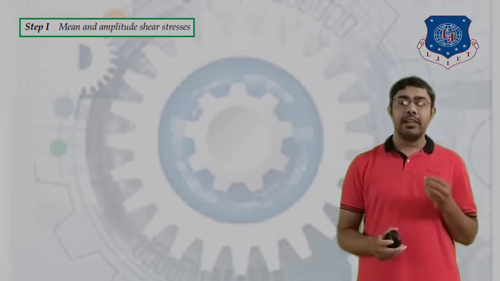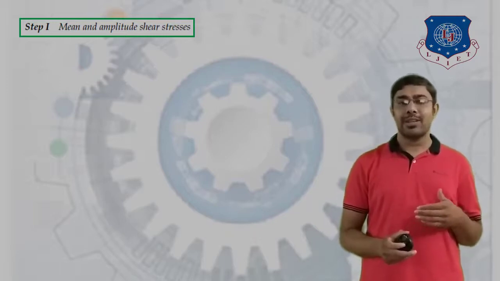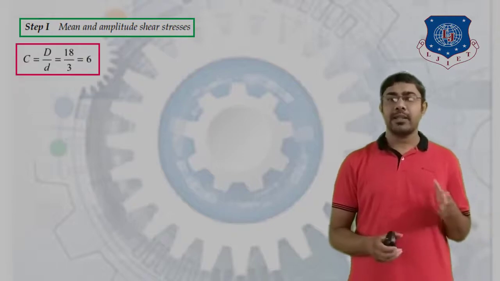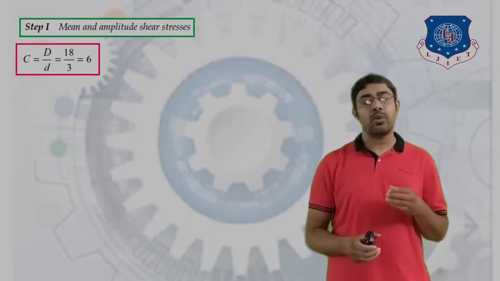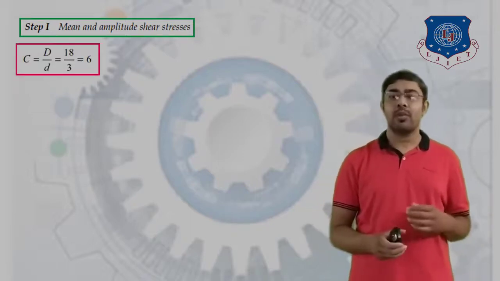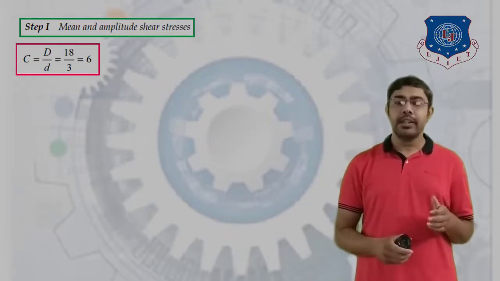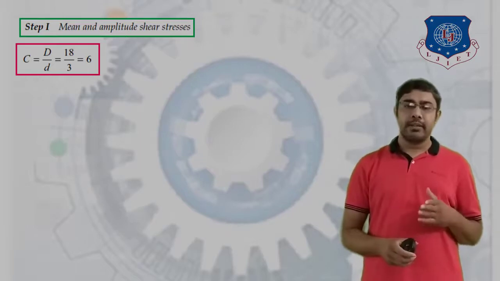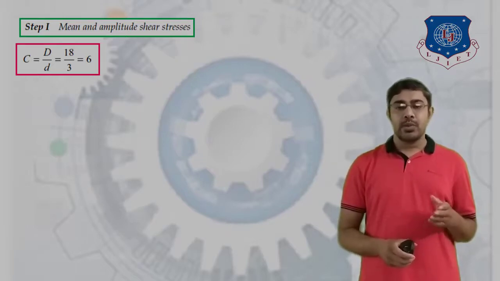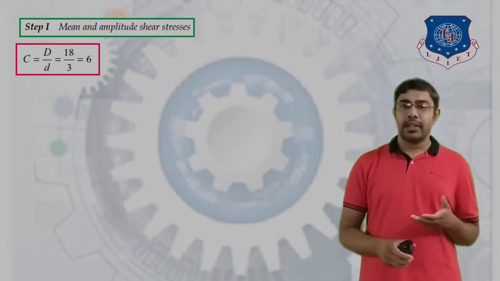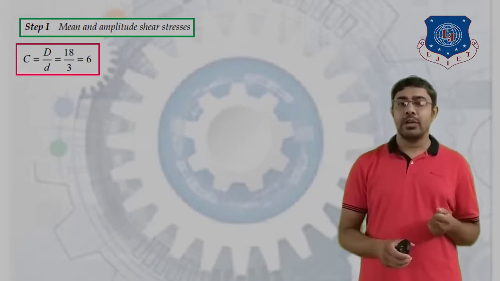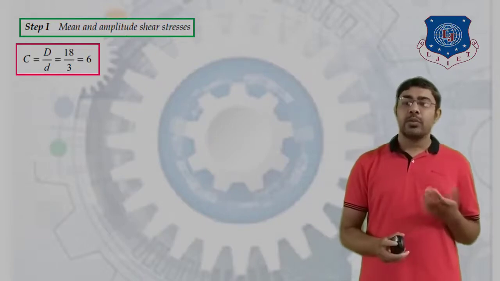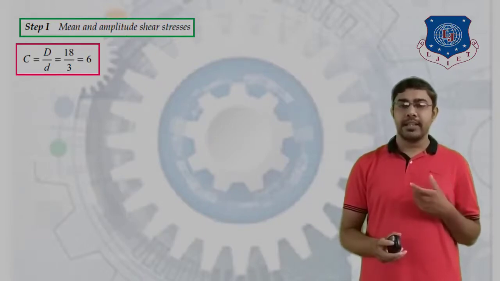To calculate the Ks and K factors we need the spring index. We have capital D and small d given, so we can calculate the spring index. C is equal to capital D divided by small d. Here capital D is 18 mm and small d, the wire diameter, is 3 mm. Placing the values, we get C equal to 6. So now we have the spring index equal to 6.